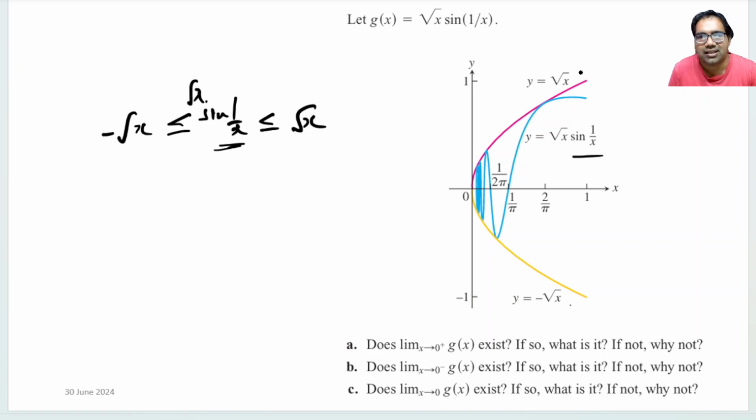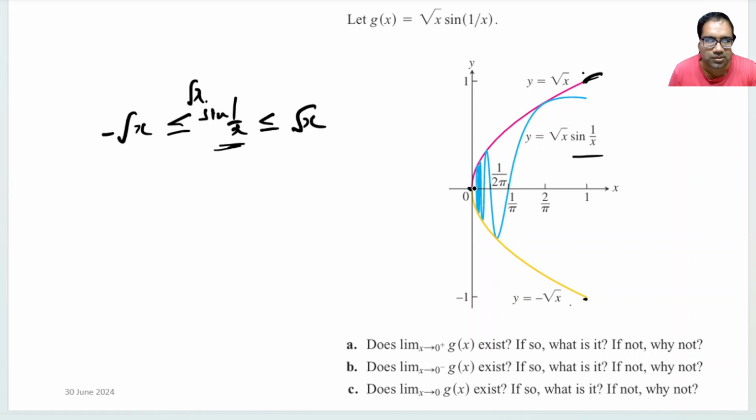So now we can use the sandwich theorem. What does the sandwich theorem say? It says if a function f of x is lying between two functions, g of x and h of x, whatever, and if the limit of g is something, and the limit of h is the same thing, then obviously the function in the middle should also have the same limit. This is what our sandwich theorem says.